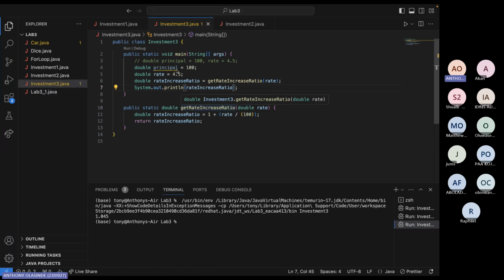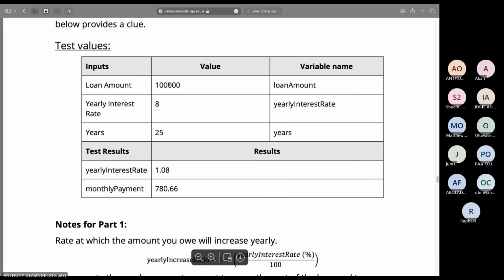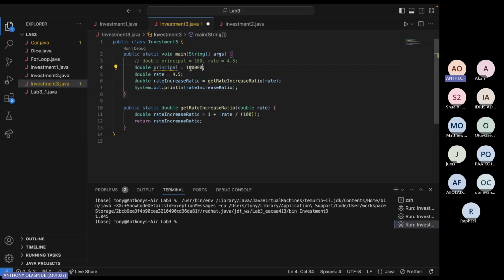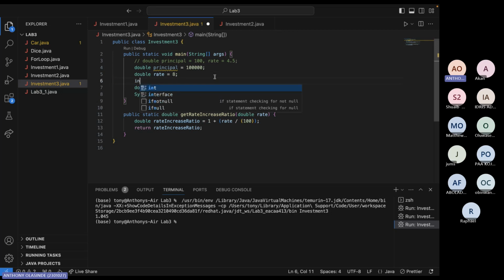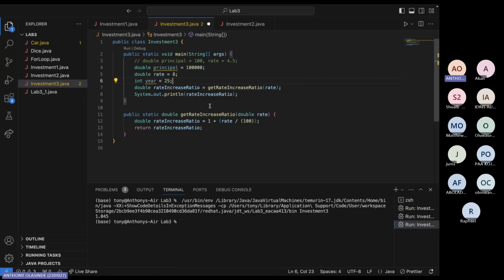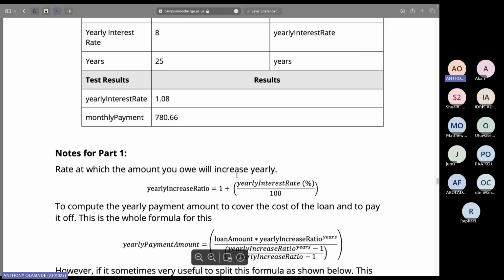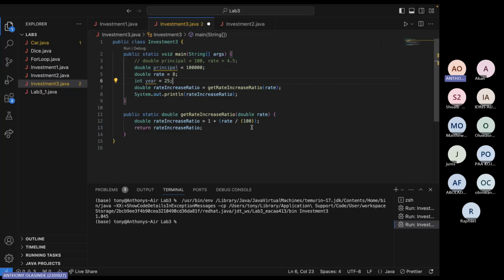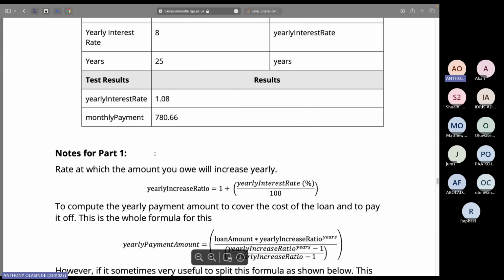Loan amount, that's principal, so let me just copy and paste. Rate is 8. We need year also, int year equals 25. So let's first calculate our rate increase ratio, which is using this formula. It's the same formula as this without the 12. So we'll do that and we see we have 1.08. We are getting it.